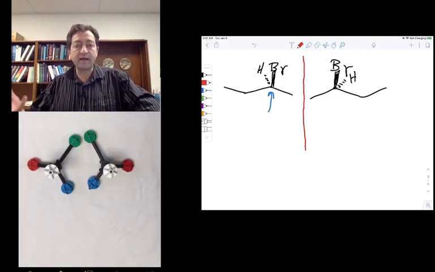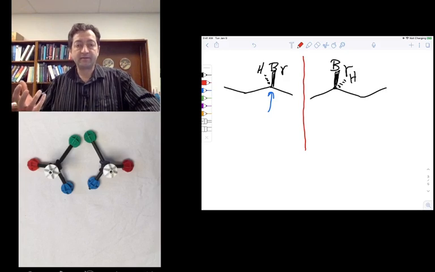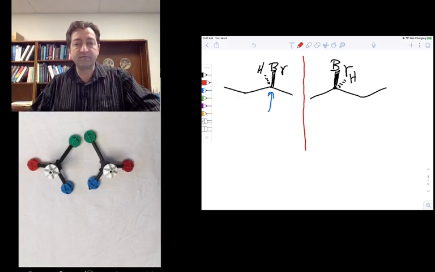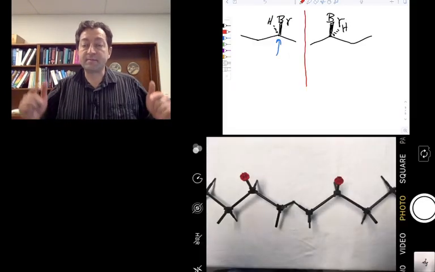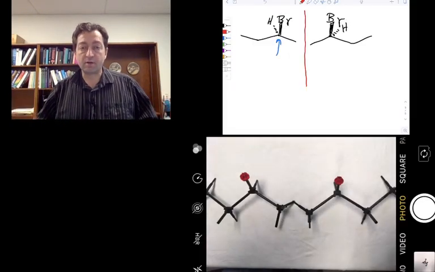But there's just no way that you can make these line up. So let me see if I can convince you of this with the model kit as well. Let me see if I can convince you that these two molecules we've drawn are not superimposable mirror images with the model kit.